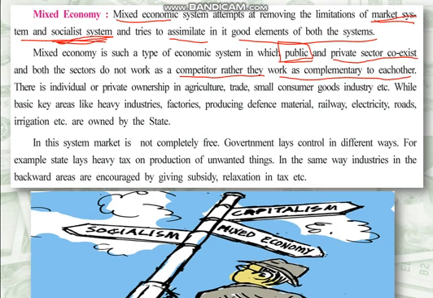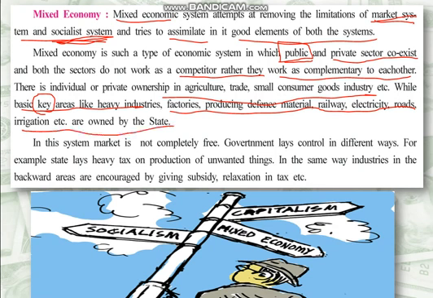In India there is a mixed economy. There is individual or private ownership in agriculture, trade, and small consumer goods industry. Okay, so there is private ownership in such kind of industries, while basic or key and heavy industries, remember this, basic or key and heavy industries. Key industries are such kind of industries that are big industries, and those industries are important for the security of the country. They are termed as key industries. Heavy and key industries, the factories producing defense material, railway, electricity, roads, irrigation, etc. are owned by the state.